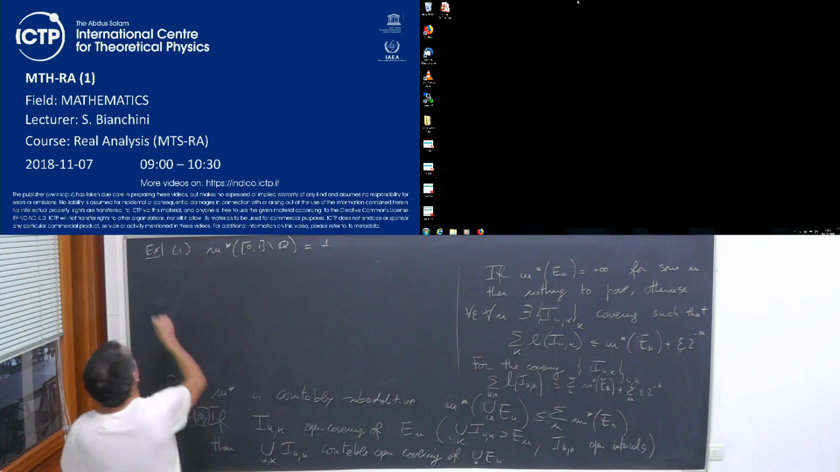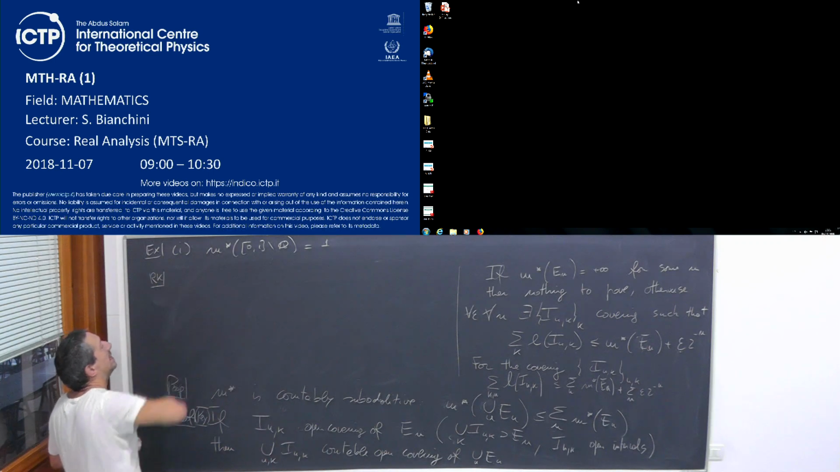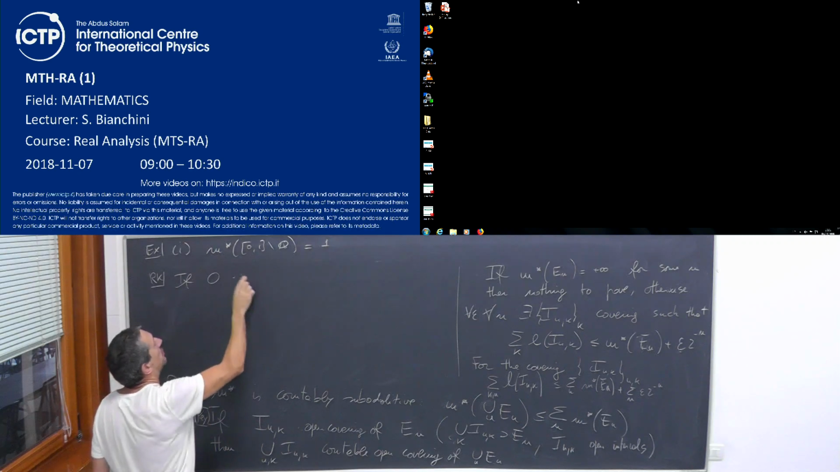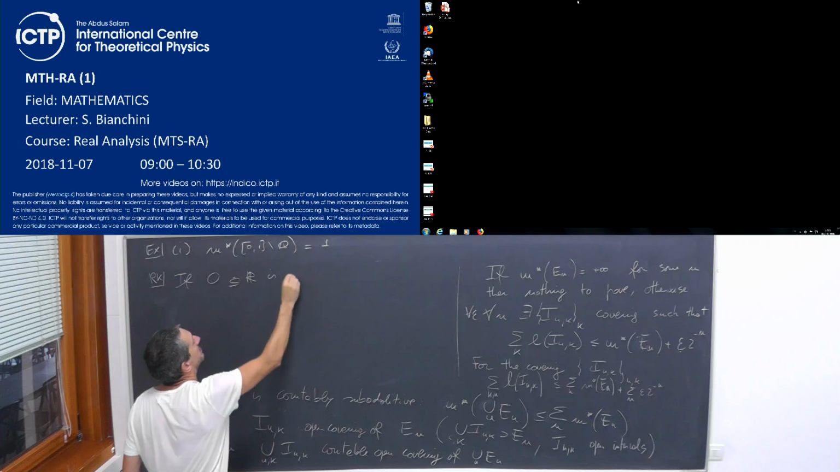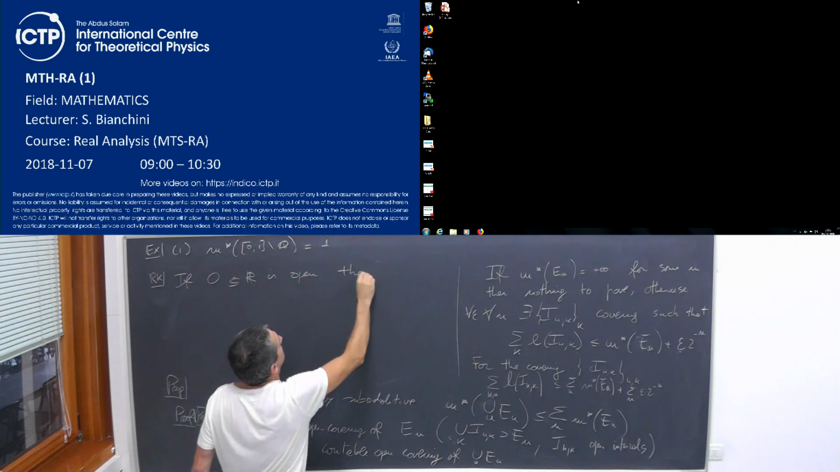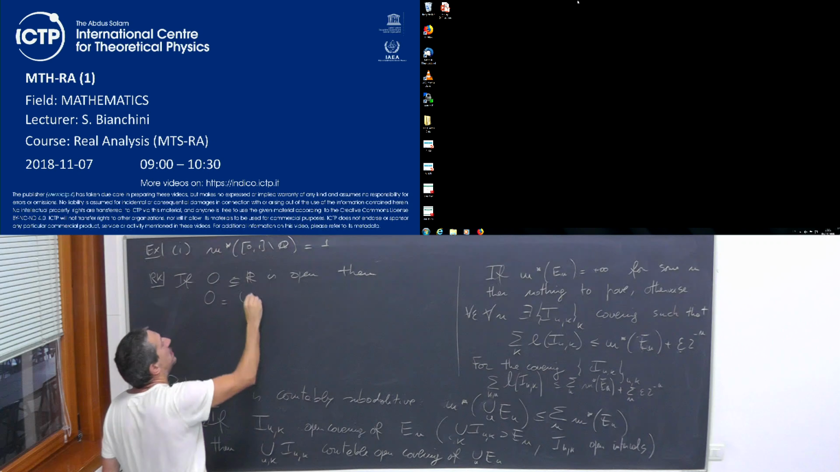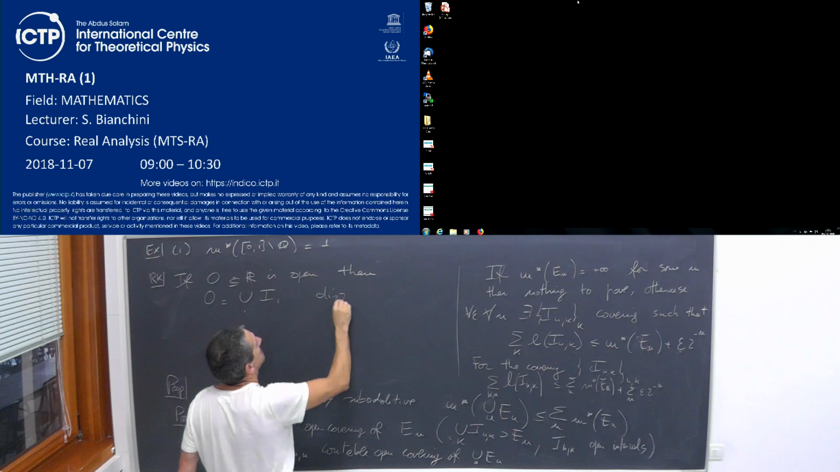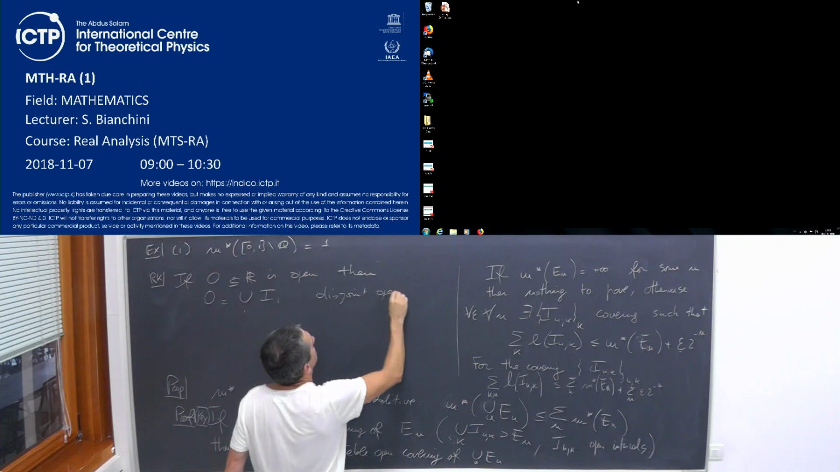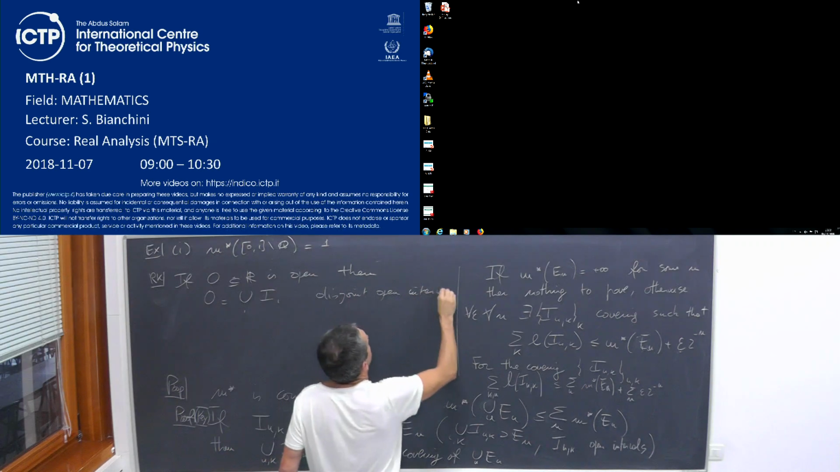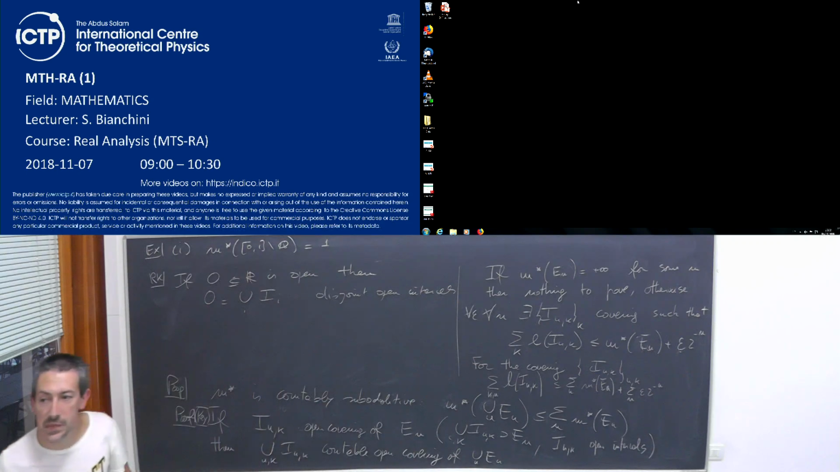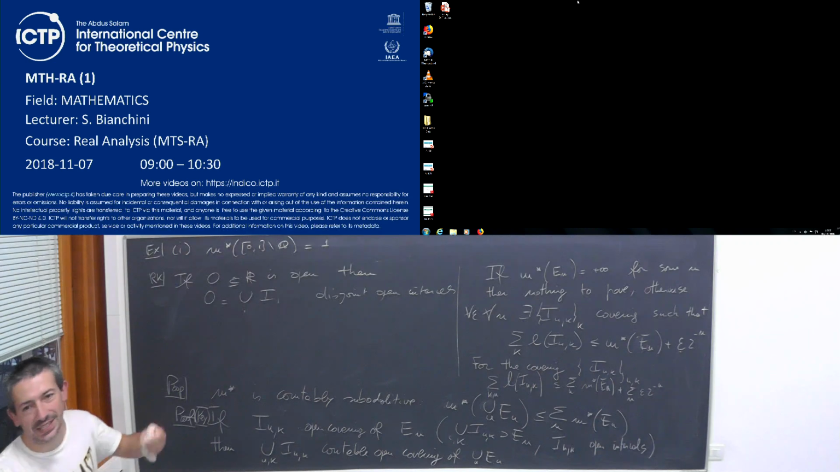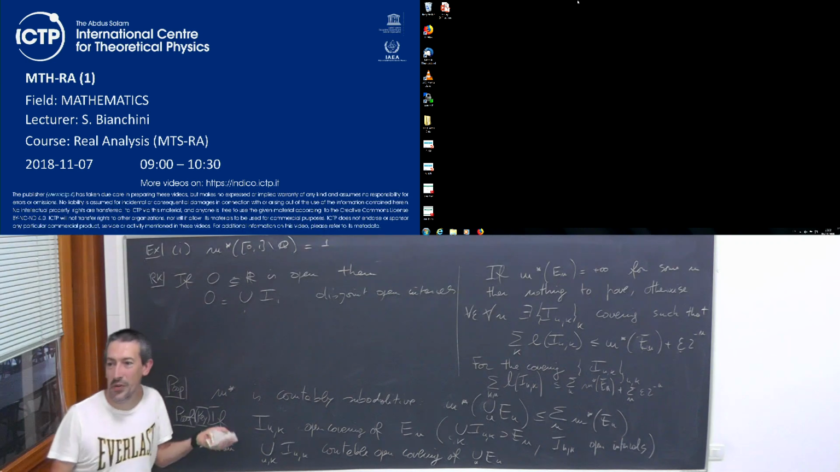So now let's do some remark. If O is contained in R and is open, then O is the union of disjoint open intervals. Doubts about it? Just pick a point and take the largest connected set, the component. No?